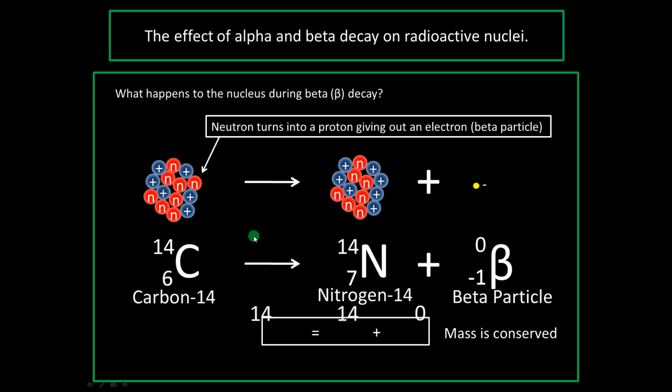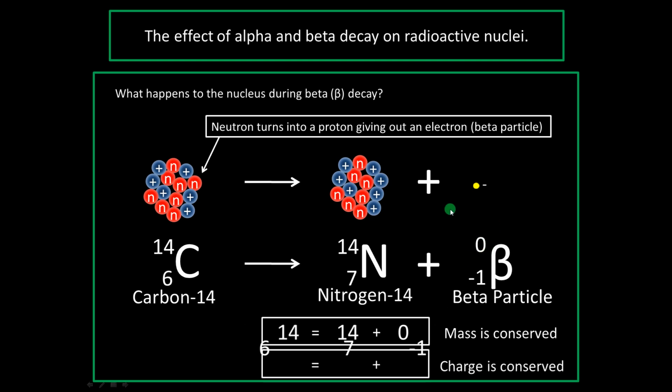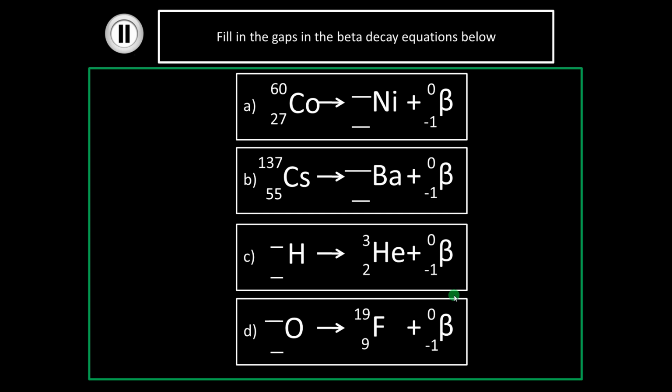So we're still doing the same thing. Mass is conserved very straightforwardly because the beta particle has a 0 mass number. And charge is conserved. You'll be a little bit careful here because you've got to remember that adding a minus is the same as subtracting. So 6 equals 7 minus 1. But other than that, it's exactly the same in terms of the conservation as the alpha decay. Okay, so let's just check you're happy with that. 4 more to do, similar to the alpha particle decay. Pause the video, make sure you can fill in the gaps.